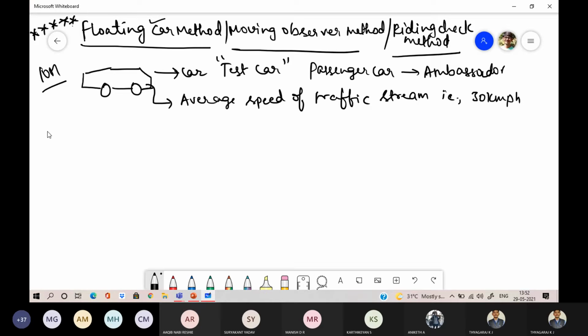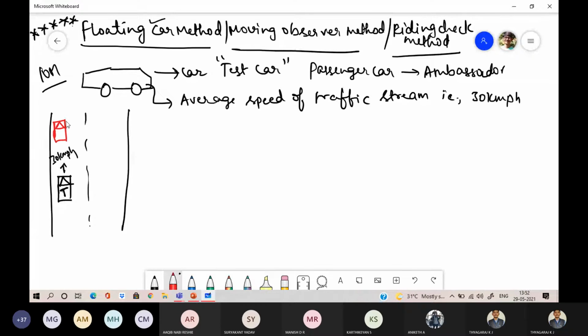So the car will be moving. For example, a road stretch will be like this, and we will consider this as our car. This is the test car, which I will mark as T, moving at 30 kmph on the road. The adjacent vehicles, some more vehicles behind this, and some more parallel to this will be moving, and some vehicles will be moving in the opposite direction.